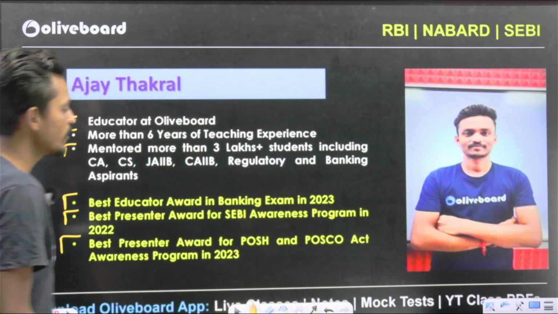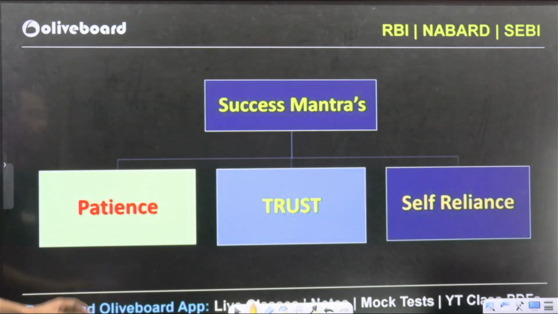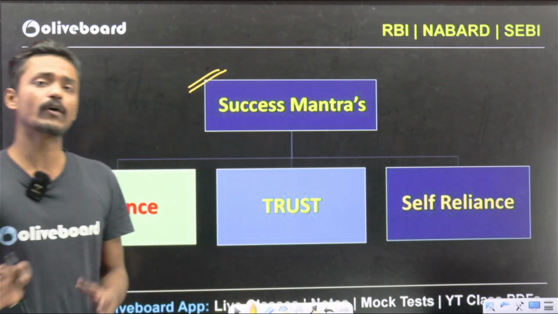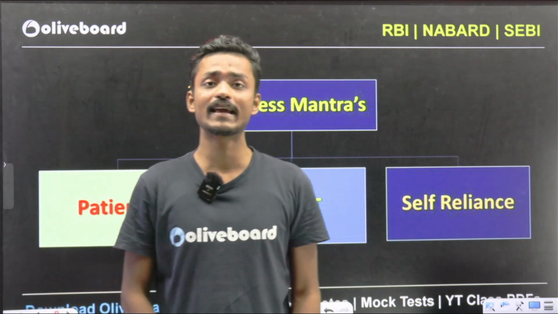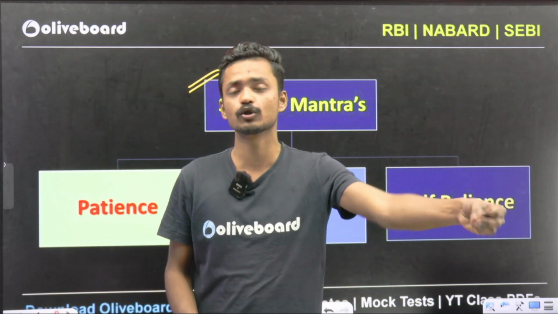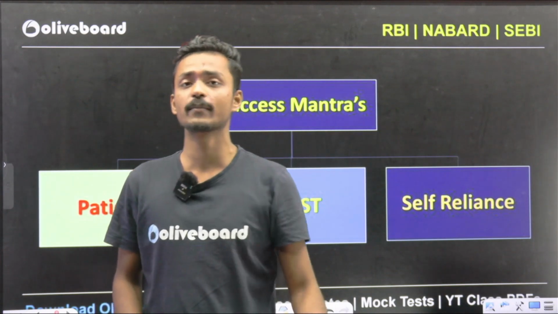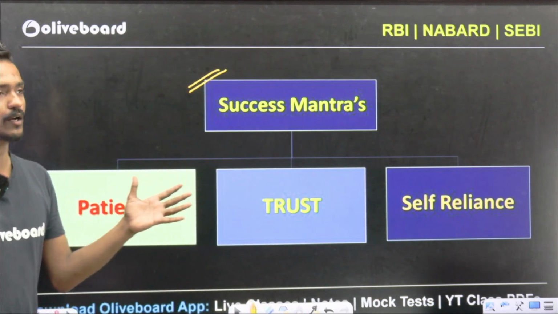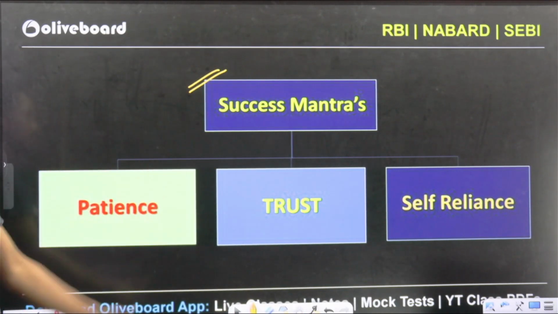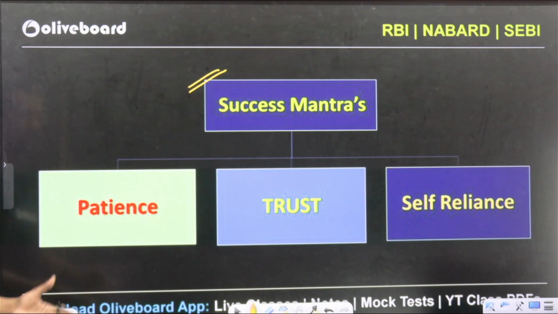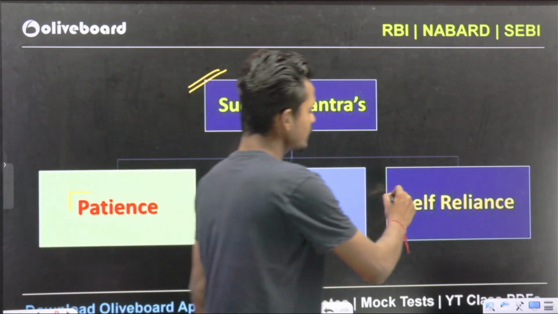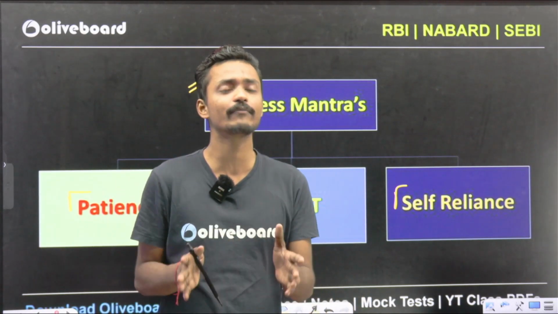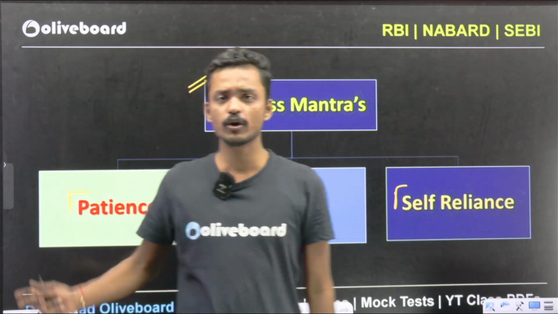Before moving ahead, I want to tell you I am following these 3 success mantras in my life. If you want to crack any examination, not only the SEBI Grade A examination, even a UPSC examination, you have to maintain and follow these 3 success mantras. What are they? Patience, trust and self-reliance. This PTS success formula is what you have to follow in your life if you want to crack any examination. What do we mean by patience?